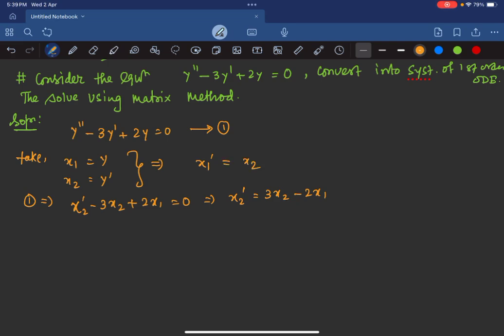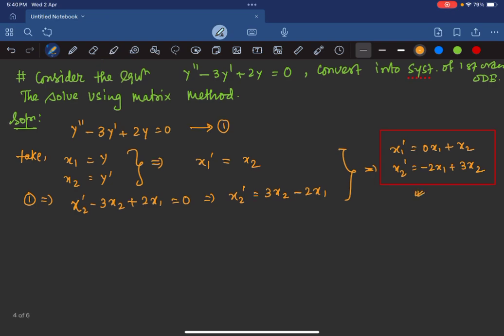Okay, now see this system, see this one, that is x1 dash is equal with 0 x1 plus x2, and x2 dash is equal with, you can write like this, that is minus 2 x1 plus 3 x2. Okay, so if you refer to this system, this is a first order system which we are already familiar with. This is the answer for the first part.